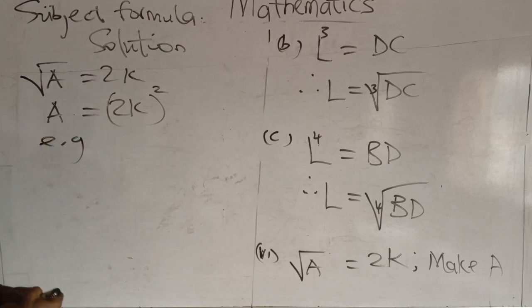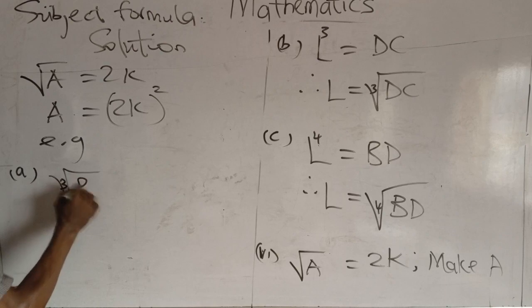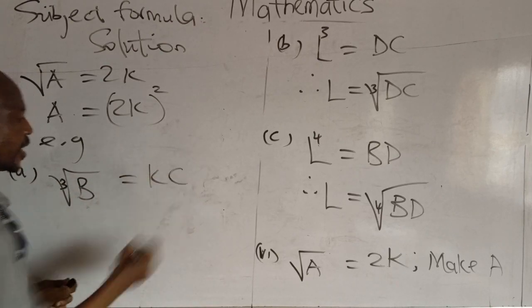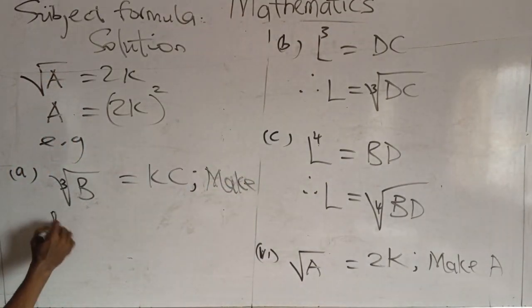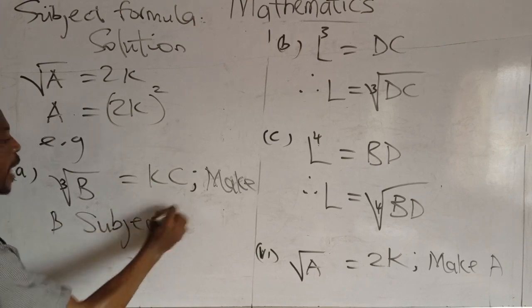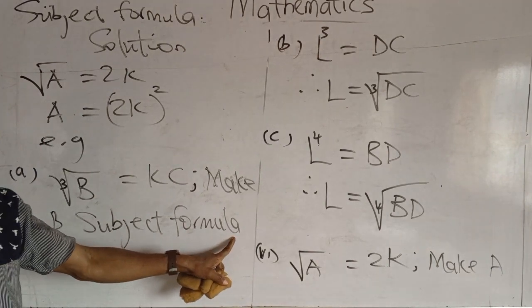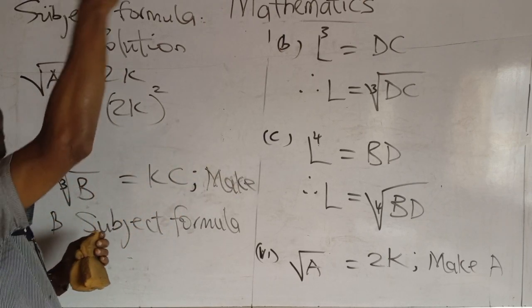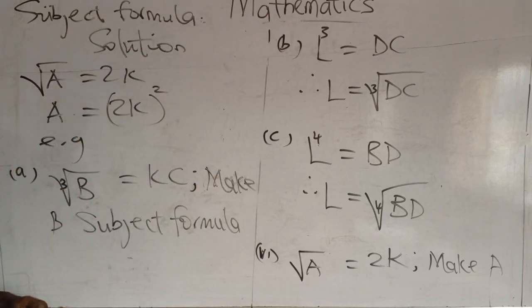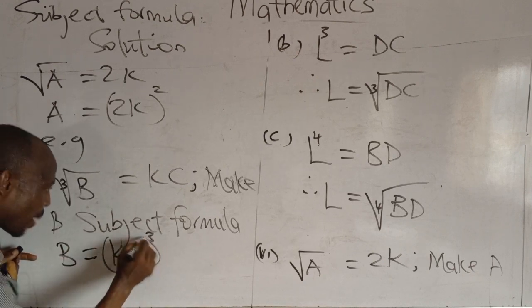Let me give another example. So let's say we have the cube root of B is equal to KC. If we are making B the subject of the formula, how do we pull the cube root here? We make the other side raised to the power of 3. So our B becomes B is equal to KC raised to the power of 3.